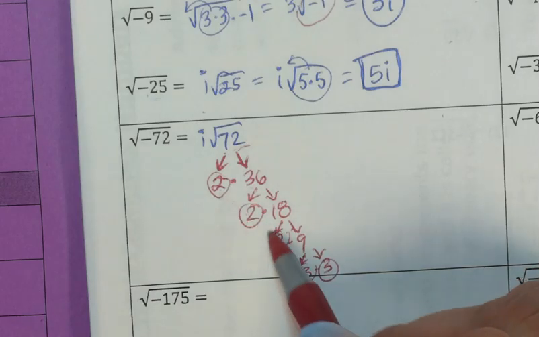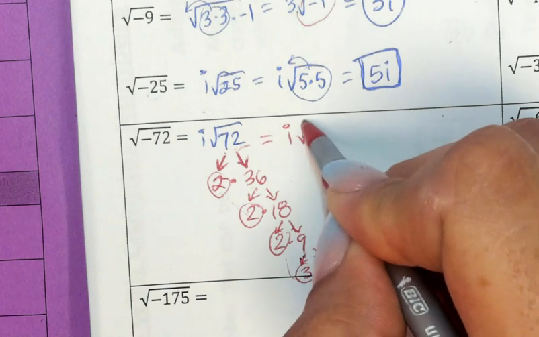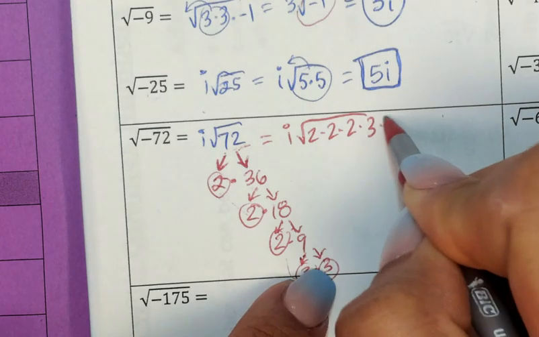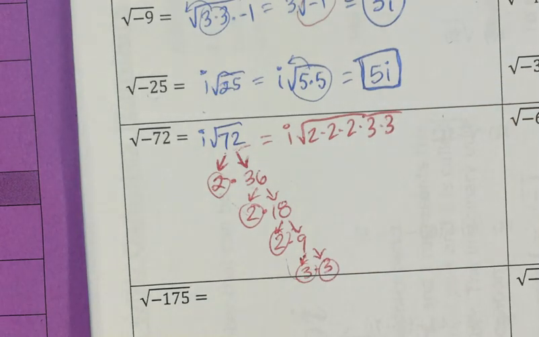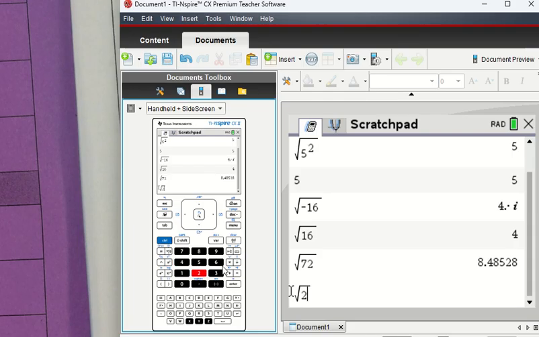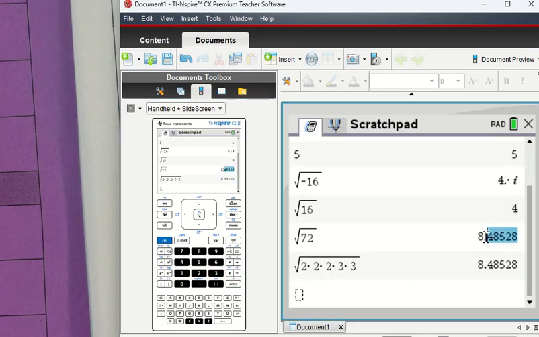So these numbers that I circled are the prime factors of 72. So I can rewrite this as 2 times 2 times 2 times 3 times 3. And this is just to show that the square root of 72, which is what we just did right there, is the same as 2 times 2 times 2 times 3 times 3. So all these numbers multiplied together give us 72.